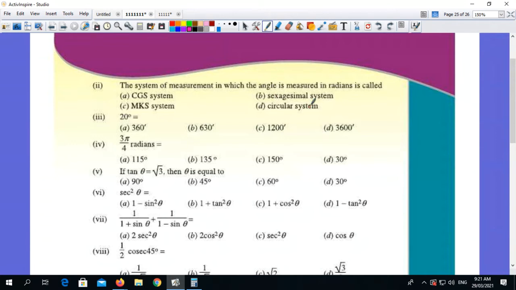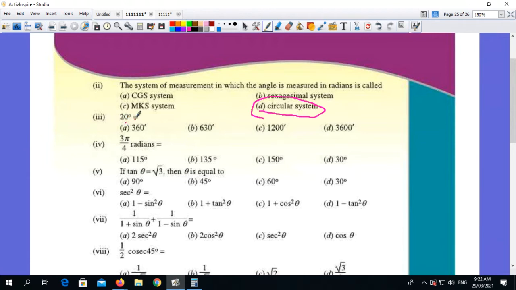Sexagesimal system is to measure angle in degrees, minutes, and seconds, and circular system is to measure the angle in radian. So the correct option is circular system. The other two systems, CGS system and MKS system, are different from this system. So D is the correct option.